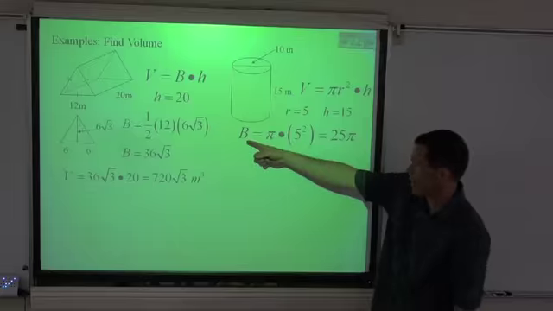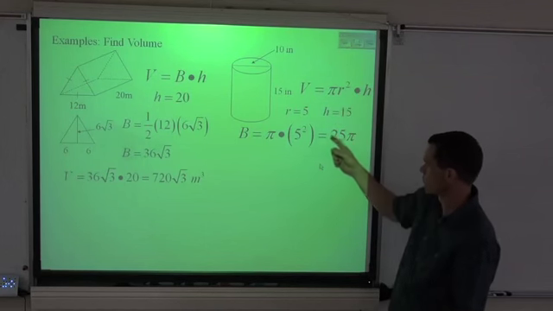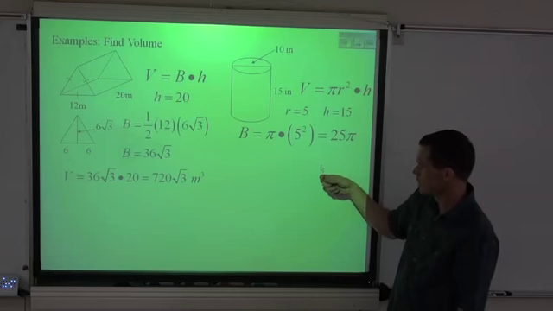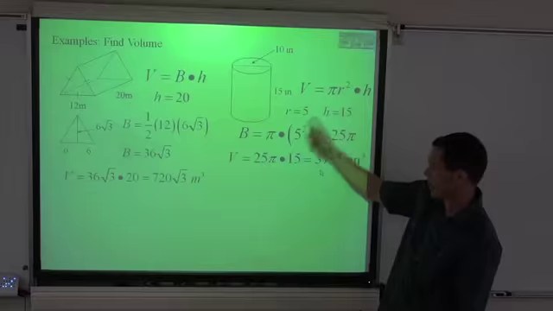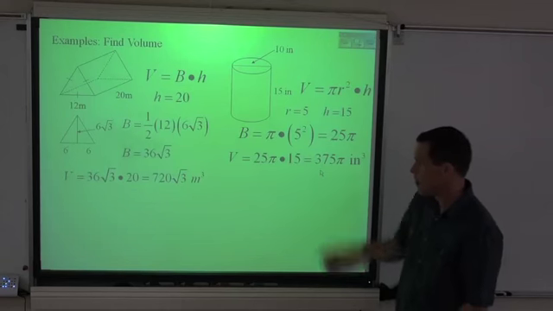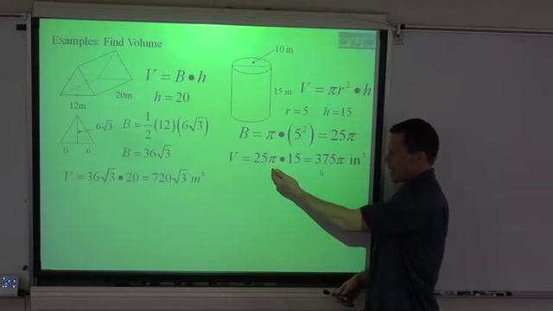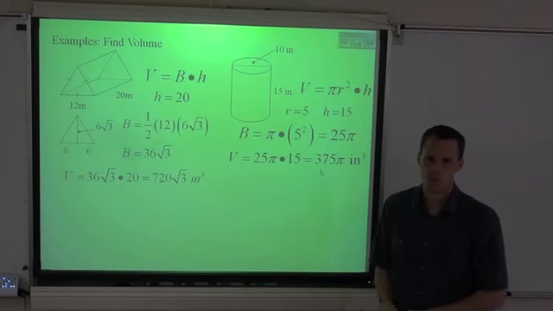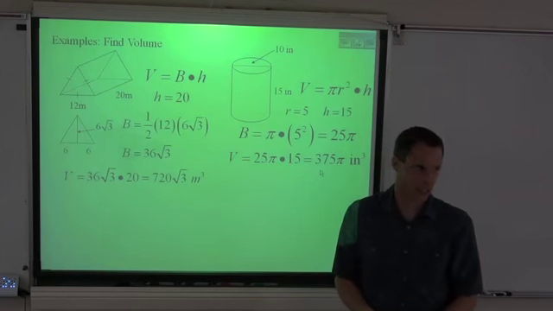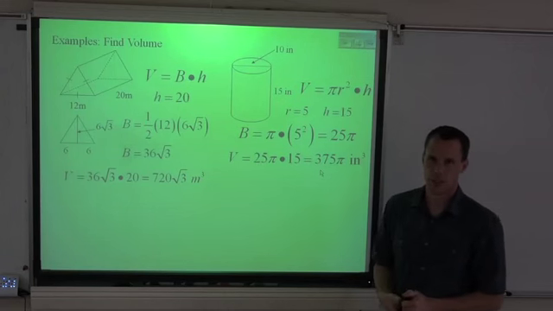The area of the base equals pi times 5 squared, pi r squared, 25 pi. And then the volume is just that 25 pi, pi r squared, times 15. Just like the radical 3, I'm going to ignore the pi and do 25 times 15, which is 375 pi. This is the exact answer. Now, you go to the calculator to find the decimal answer.